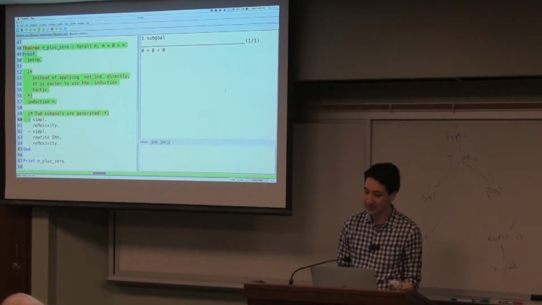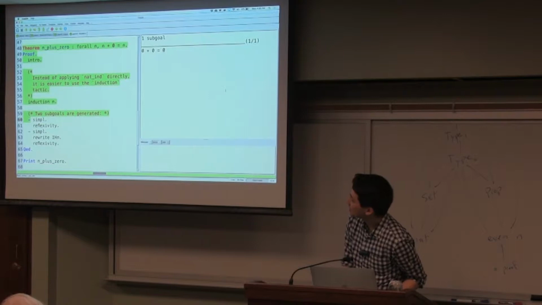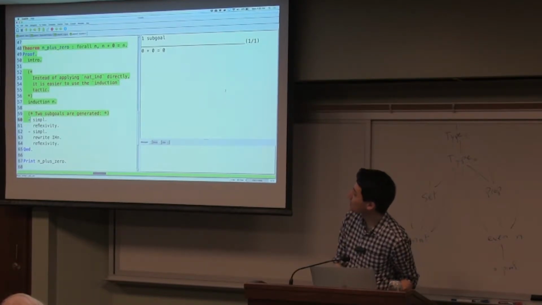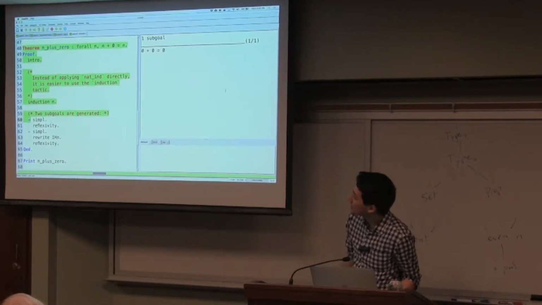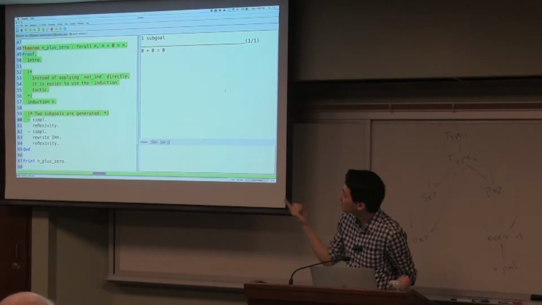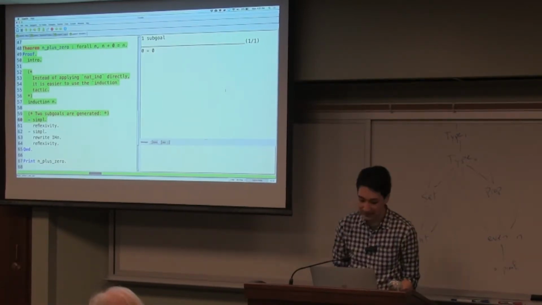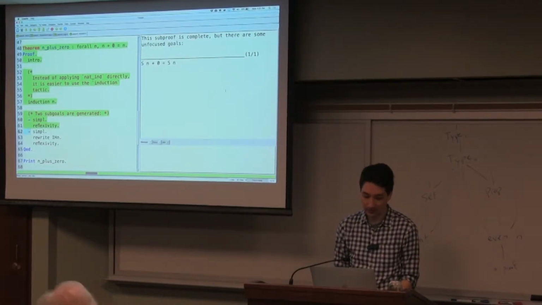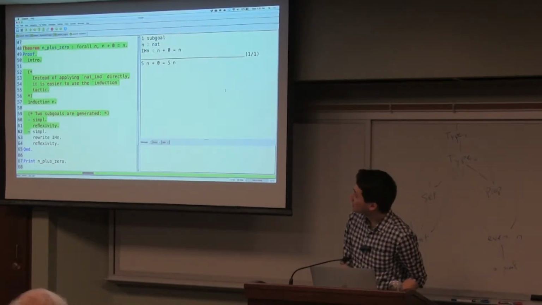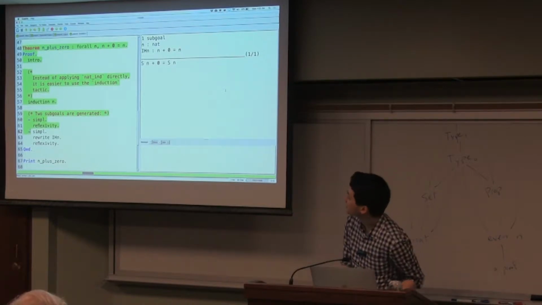So we start with this subgoal, which looks really easy, and it turns out to be. So I can do simpl, which, since addition will pattern match on the first argument 0, will evaluate to the second argument. So we're left with 0 equals 0, and that's reflexivity. Okay, next subgoal. So this is the inductive step.